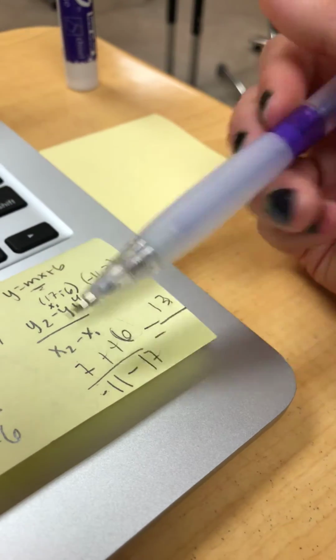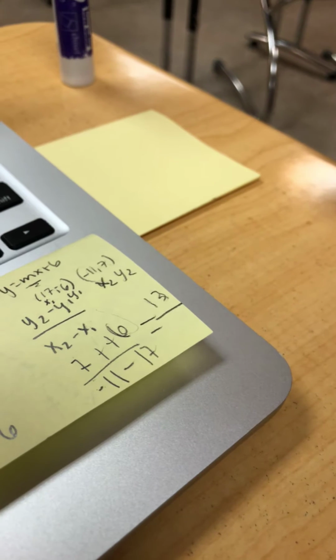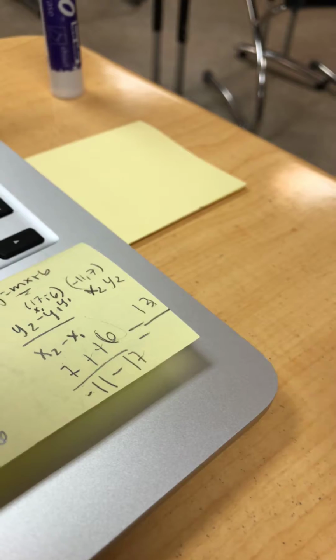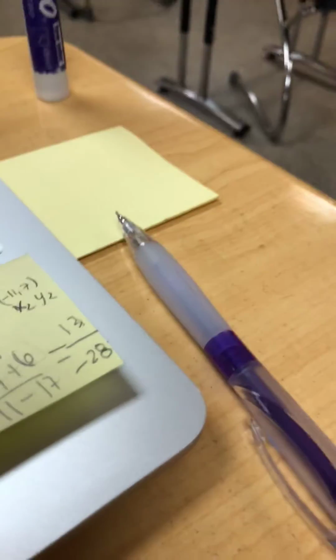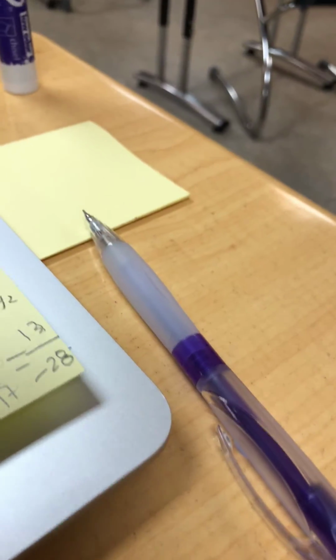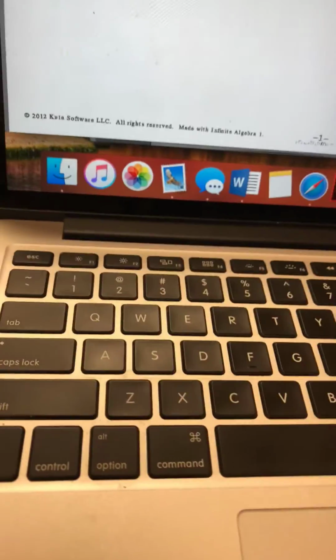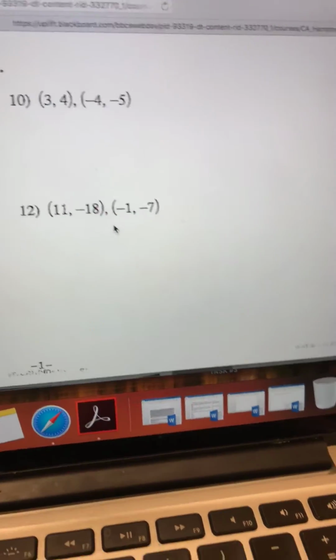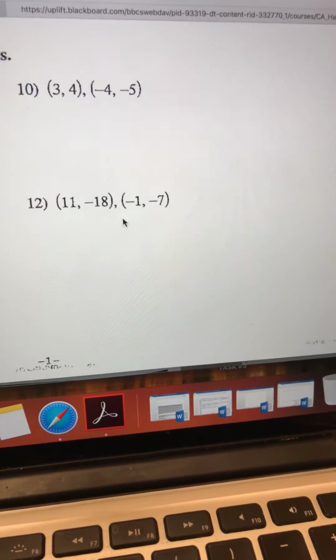As I move on to the bottom, it's negative 11 minus 17. We're getting more negative. So it's going to be negative 28. So the slope for this one is 13 over negative 28, or negative 13/28. We're going to go over one more example, and then you guys can go ahead and try the rest with partners. Number 10. I have 3 comma 4 and negative 4 comma negative 5.